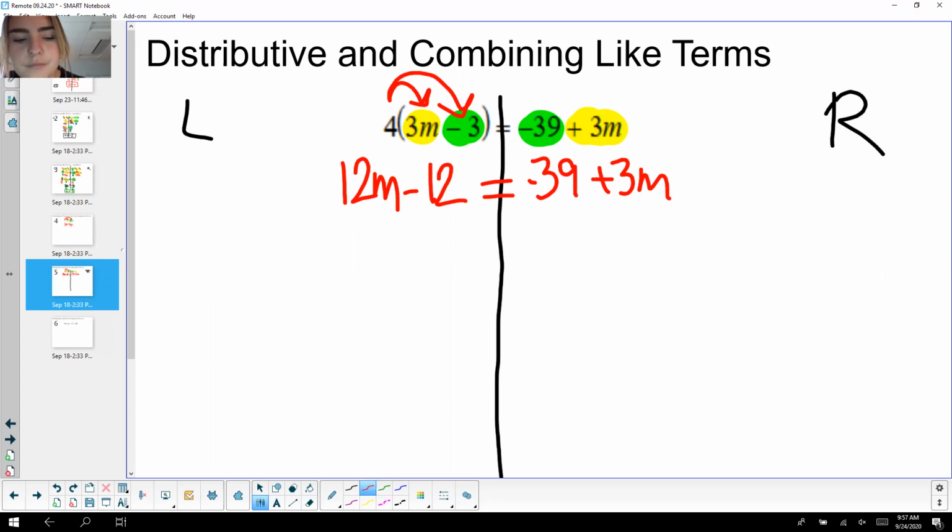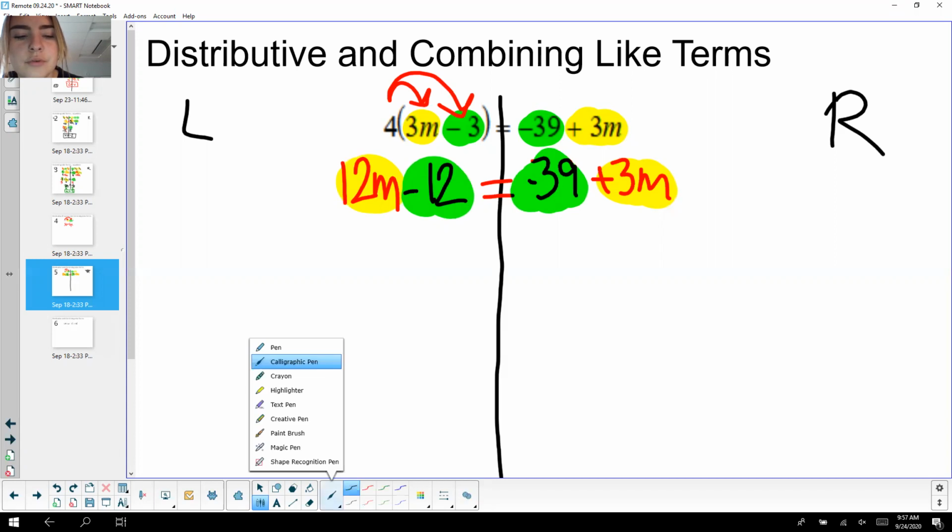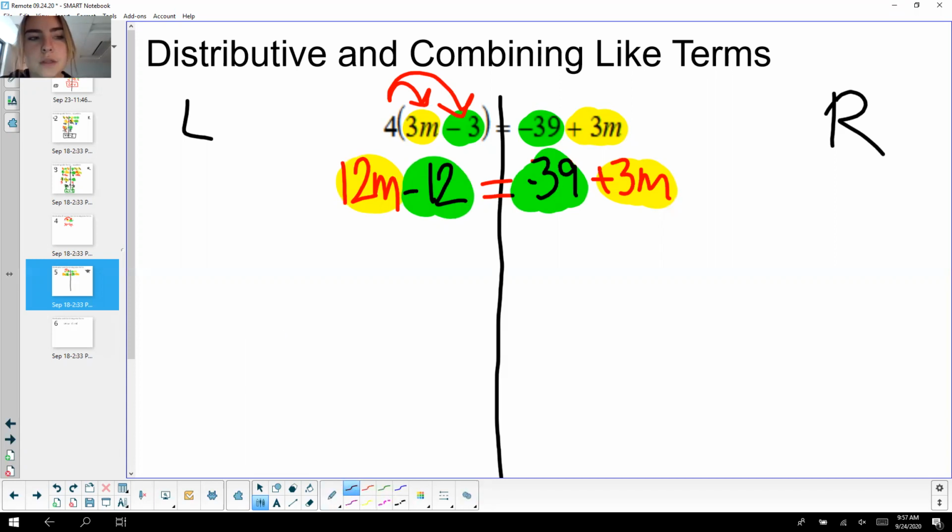All right. I'm going to grab my highlighter. So I've got 12m and 3m. And I'm going to go ahead and take negative 12 and negative 39. So I've identified my constants and my variables. Remember, this is really important to know the difference between the two. Variable terms have the letter. So in this case, it's m. It's our variable. And then constants do not.